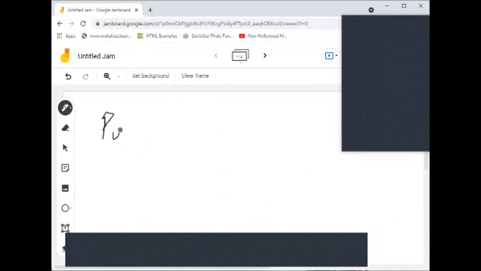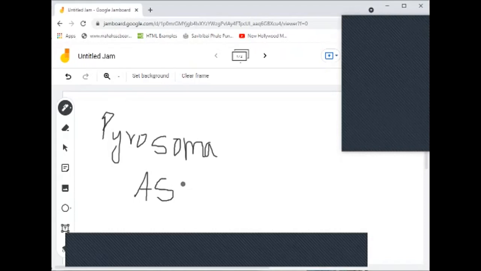Pyrosoma, P Y R O S O M A. And Ascidian, A S C I D I A N. Ascidian and Pyrosoma. These are the animals that produce light rays in the water body.